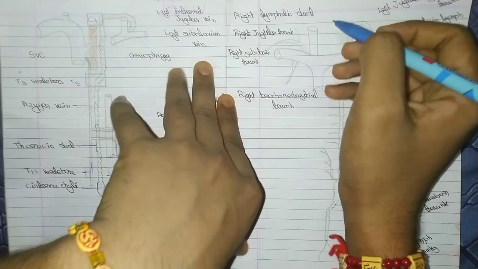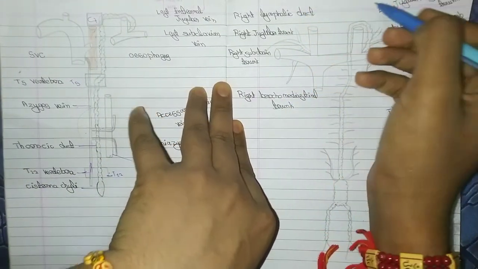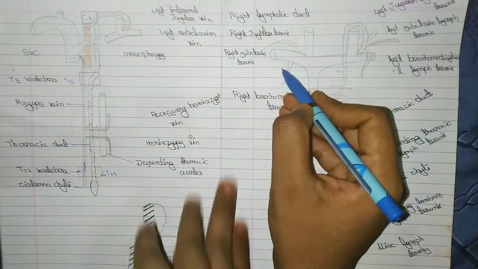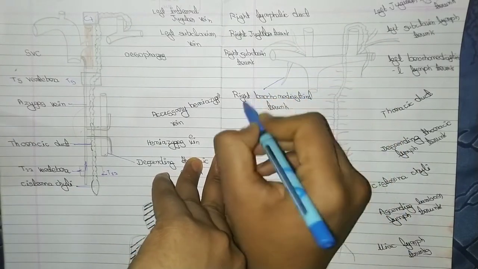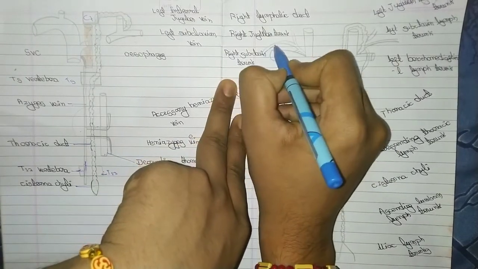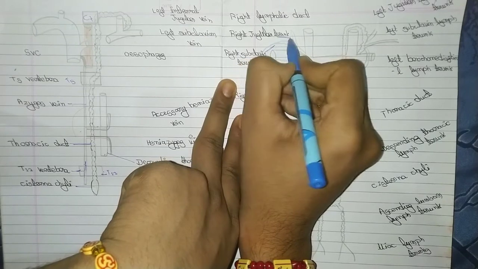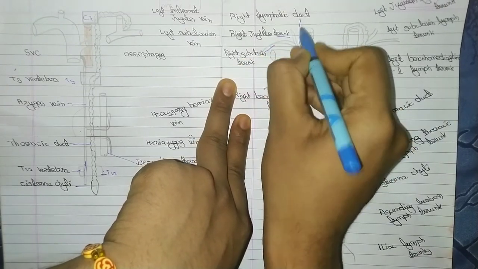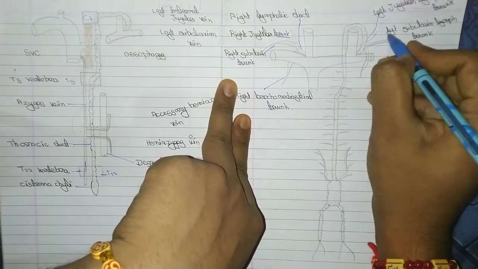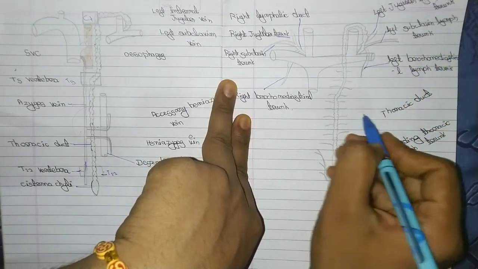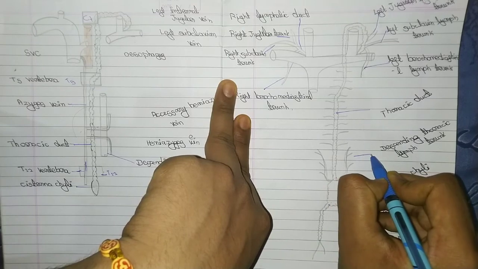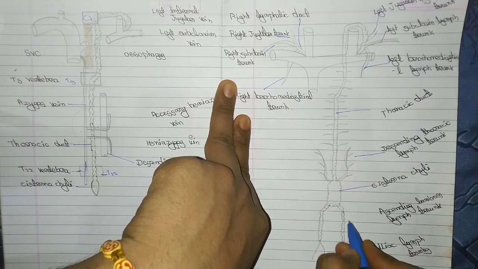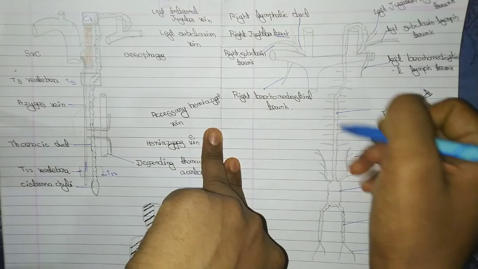Now we'll study the branches that are tributaries of the thoracic duct. First we'll name them. Right bronchomediastinal trunk. This is the right subclavian trunk, right jugular trunk, right lymphatic trunk, that's the main one, left jugular trunk, left subclavian trunk, left bronchomediastinal trunk. This is the thoracic duct. So the descending thoracic lymph trunk, it's the cisterna chyli. Ascending thoracic lymph trunk, iliac lymph trunks. These are the branches.